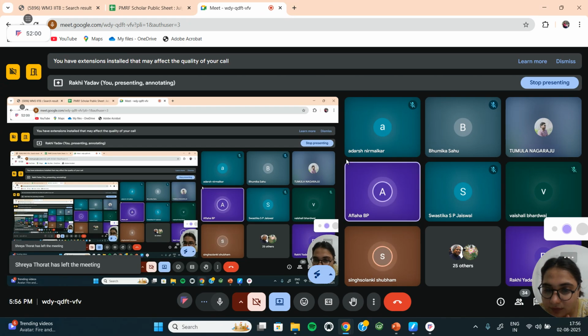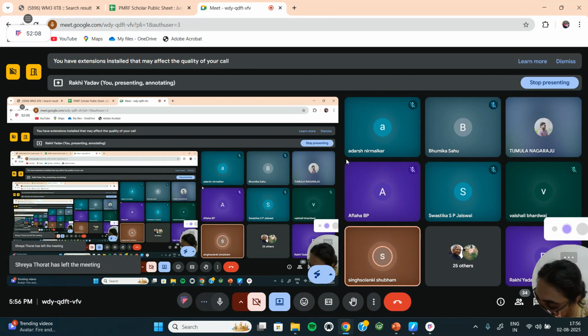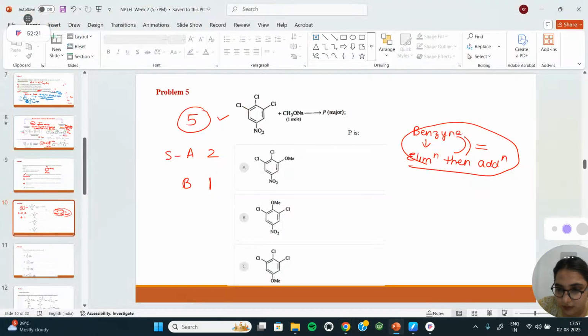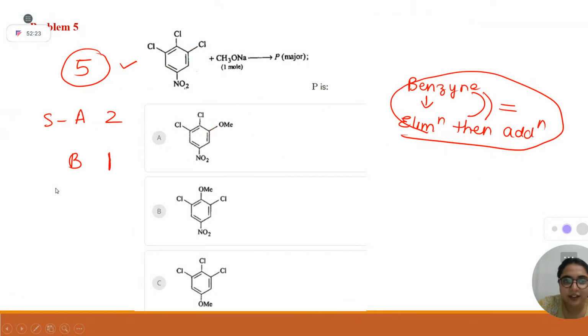Shubham: Ma'am, option B. Due to the nitro group deactivating at ortho and para position, the para position is attacked first, and OCH3 minus addition takes place. Very good, Shubham. That means you are active in class.